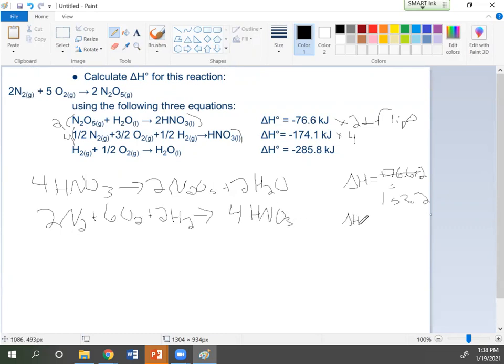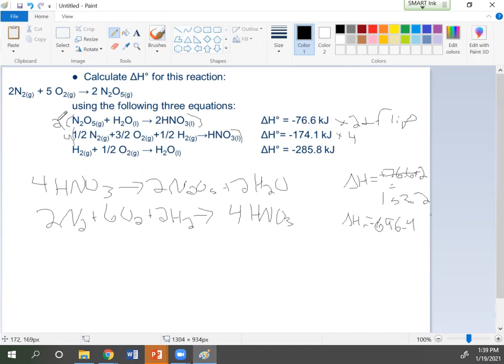And what would delta H equal? Negative 174.1 times 4. So what's that, since you have the calculator out? Negative 174.1 times 4 is negative 696.4. That's a negative sign for everything. So I'm done with that equation.